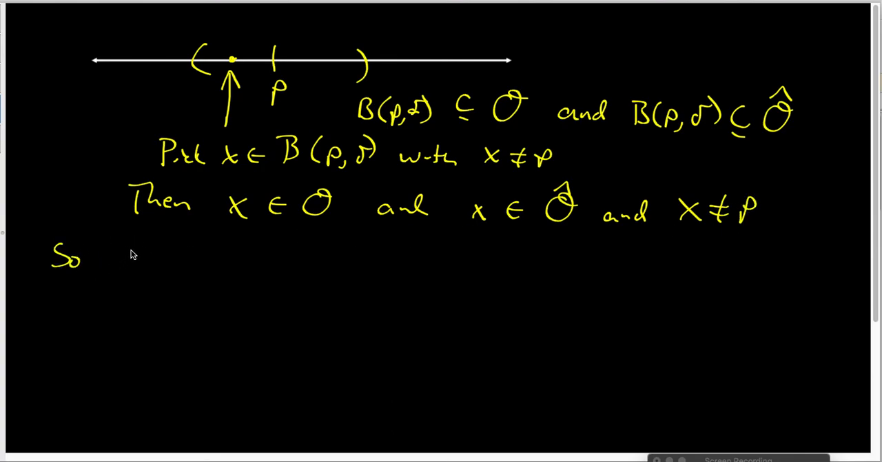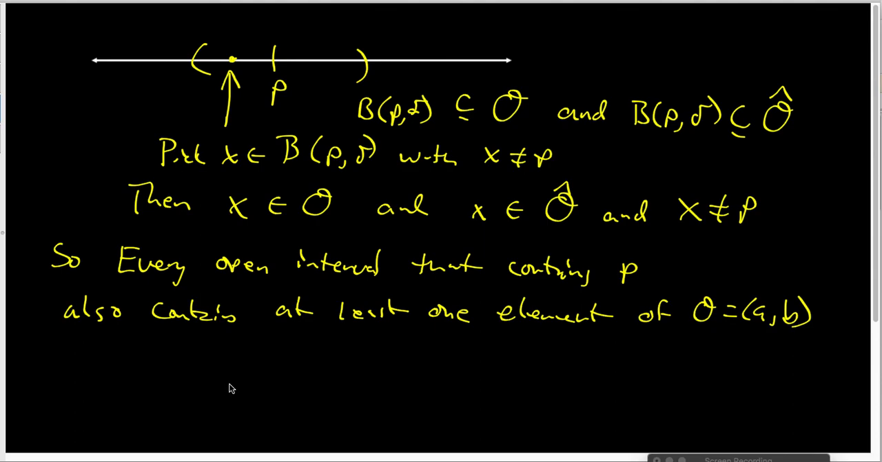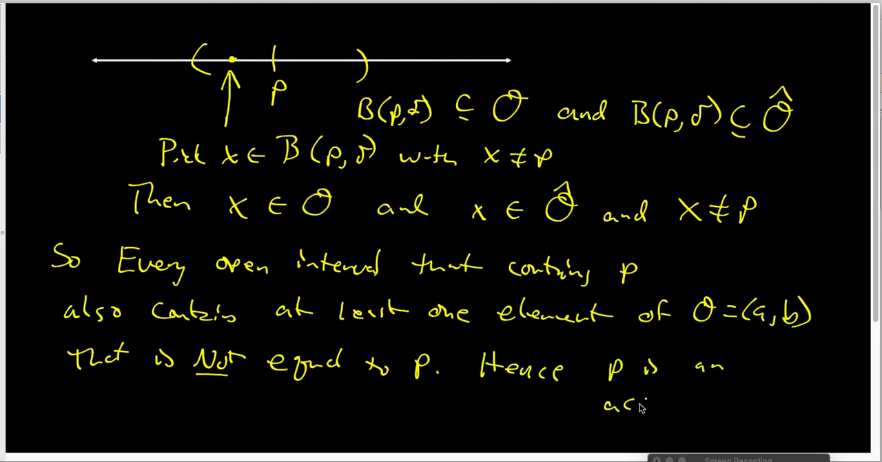So to write a conclusion, every open interval that contains P also contains at least one element of my original open interval, the interval from A to B, that is not equal to P. And that's enough to say P is an accumulation point for the interval going from A to B. And that ends the proof.